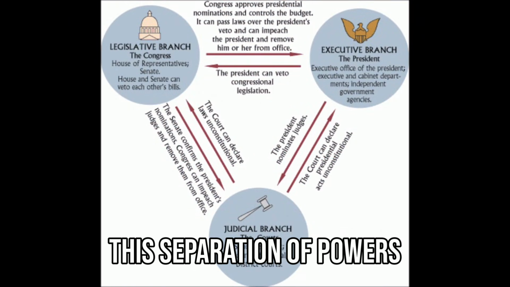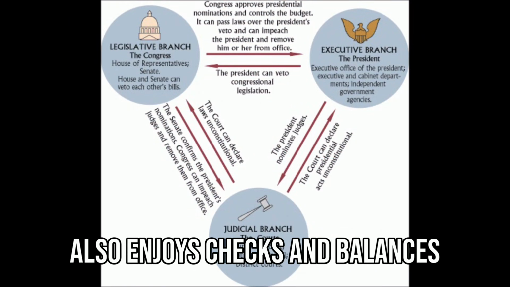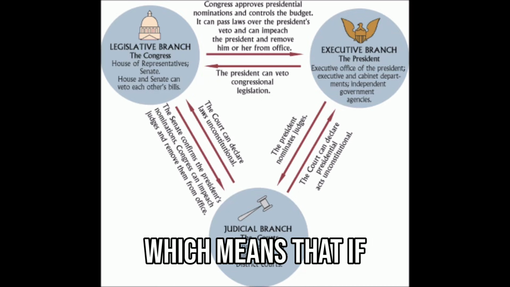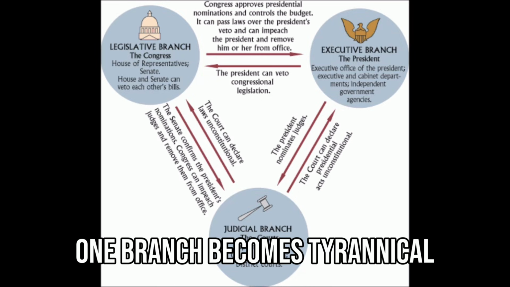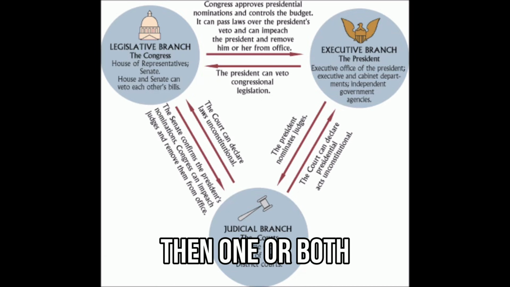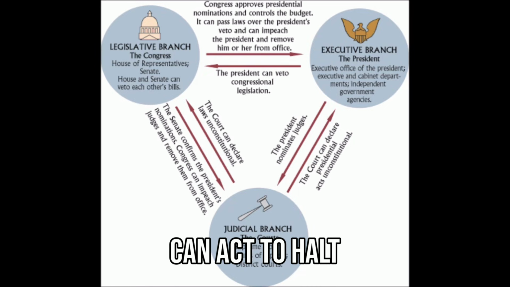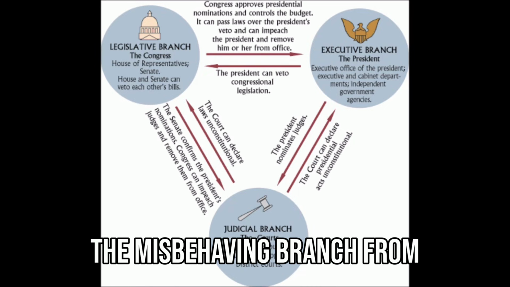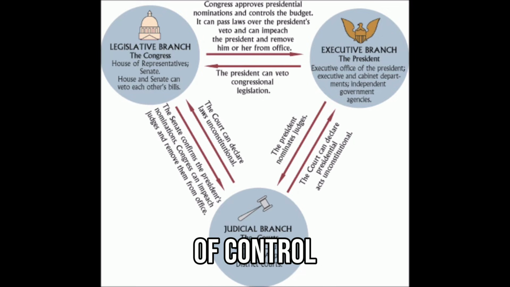This separation of powers also enjoys checks and balances, which means that if one branch becomes tyrannical, then one or both of the other two can act to halt the misbehaving branch from getting too much out of control.